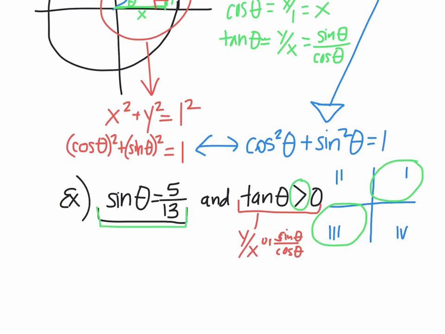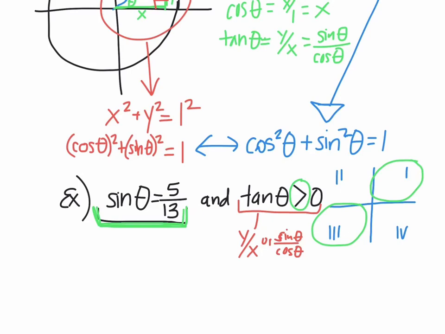Over here I'm underlining it in green about sine. Notice that sine is positive, so if I look back over at my quadrants, quadrant 1 and quadrant 3, sine is the y value, so which one of these has a positive y value?